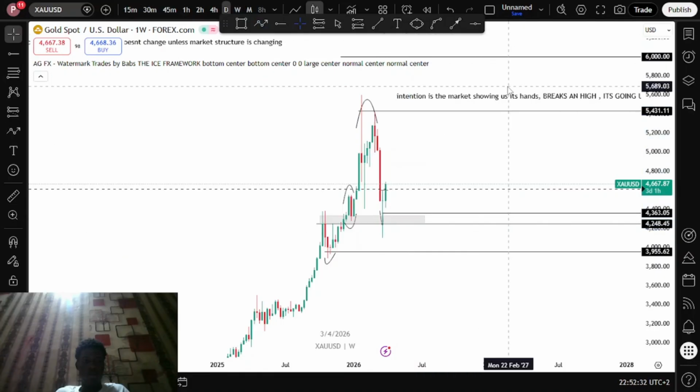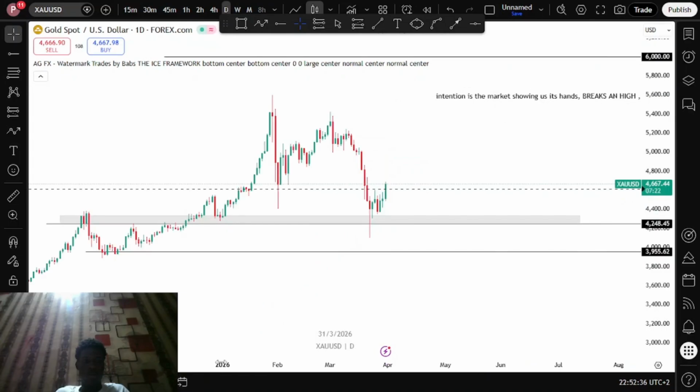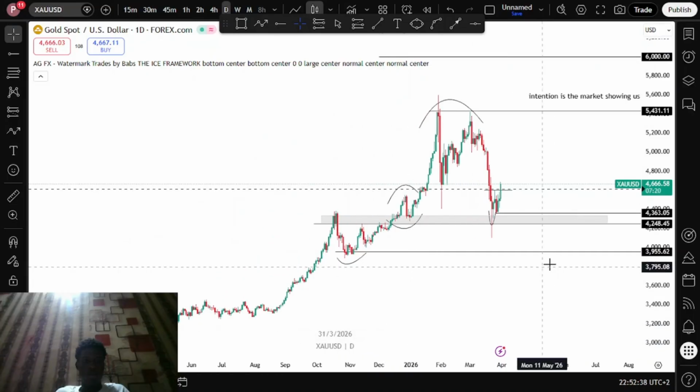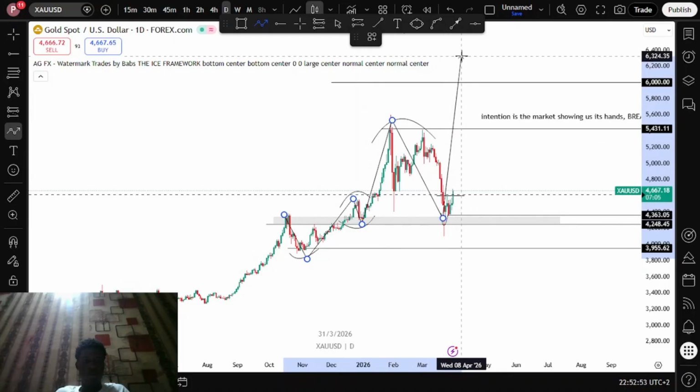So let's scale down to the daily time frame. Let's see what we are seeing. On the daily, it's very very easy. I'm seeing low, high, low, higher highs, higher low, higher high, and I see this as a whole big correction, not taking out this low.